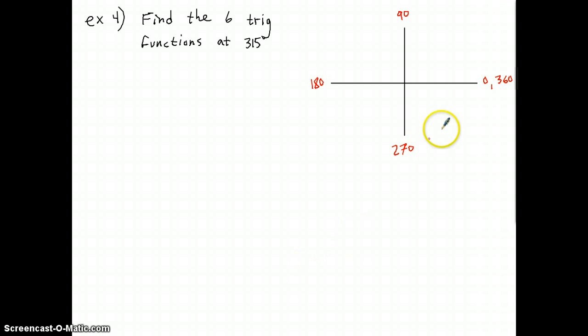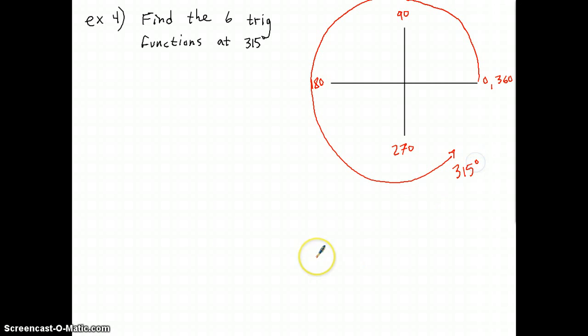So we are going to be in the 4th quadrant here because we're at 315, right? And so we go all the way around to, boom, right there at 315 degrees. From here, at 315, we're going to go straight to the origin. And that's going to represent our r value. Now from here, we're going to drop straight down to the x-axis. Dropping straight down to the x-axis gives us a right angle.